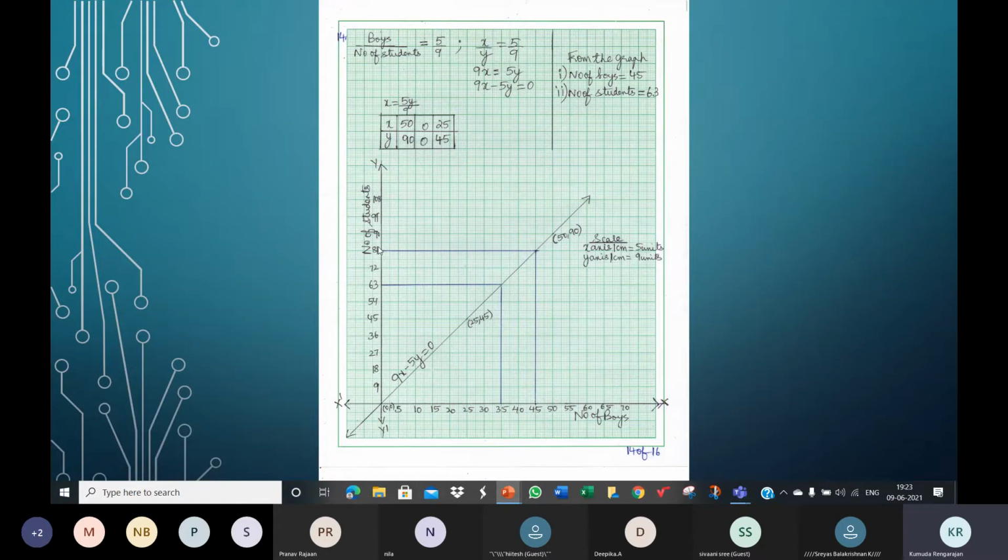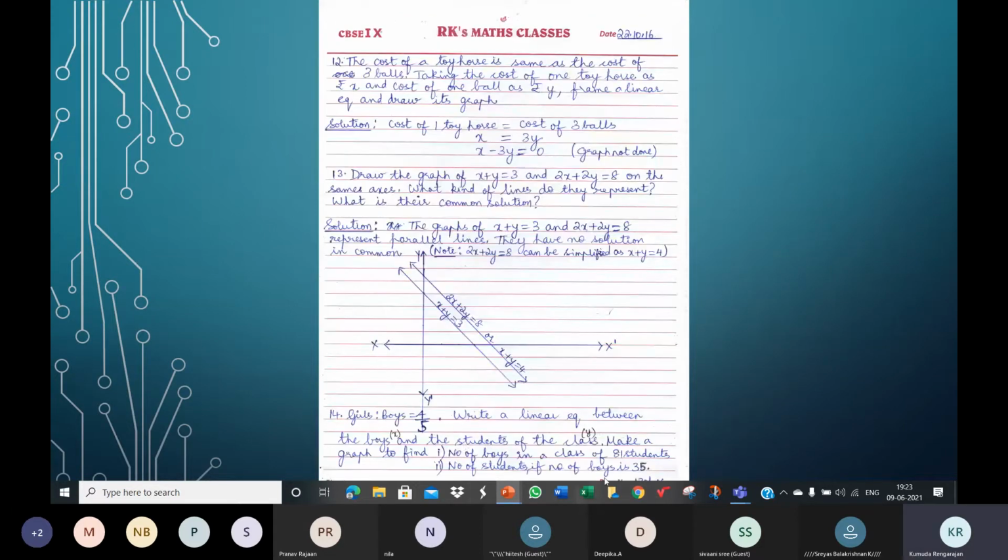So given the total strength is 81. See here, 81. I didn't mention this. So these are also the x and y values, children. X is 35 and y is 81. What you have in the question here: number of boys is the x value, 35, and the number of students of the class is the y value, 81. So this is an x value, y value.